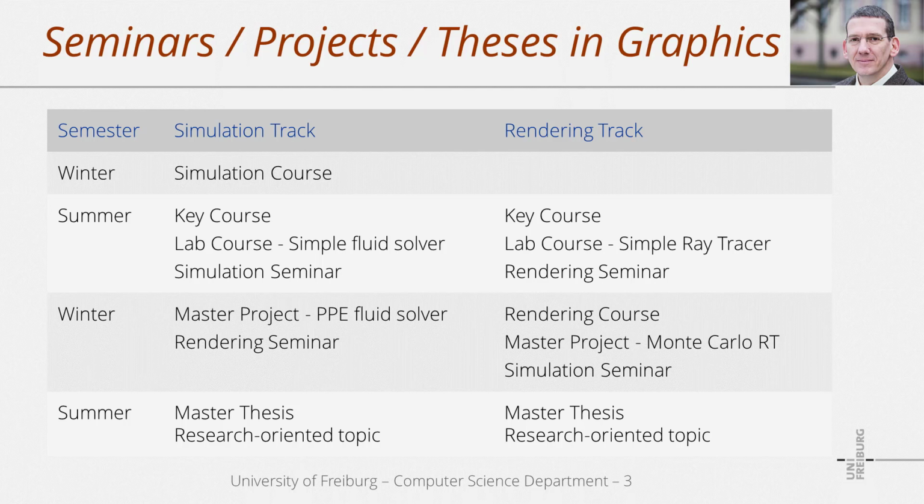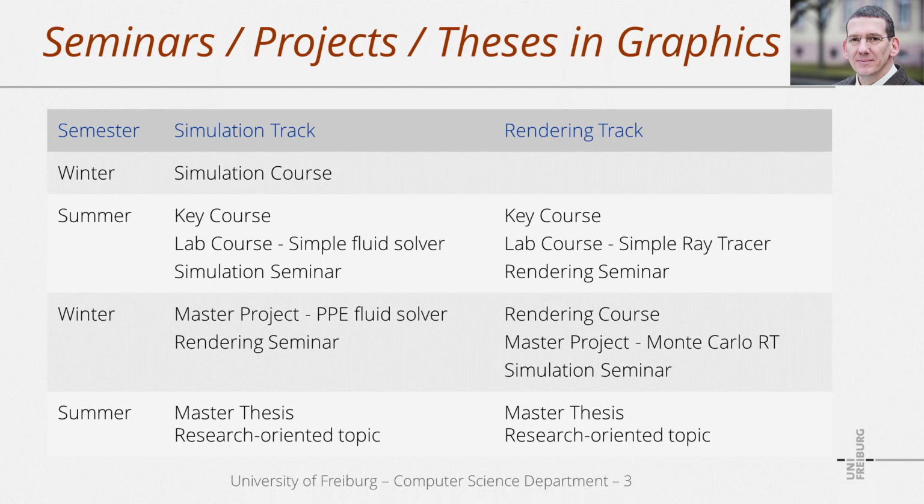In the rendering track, you could start with the key course in the summer term, and then you could attend the advanced rendering course in the following winter term. In parallel, you could also participate in a lab course and in a master project. Of course, you could also attend the rendering and the simulation seminars. Again, the track would be completed with a master thesis.